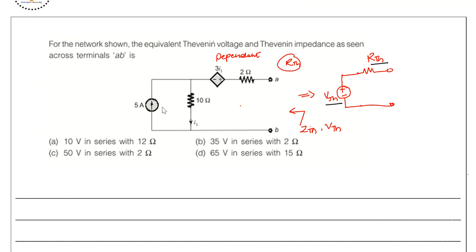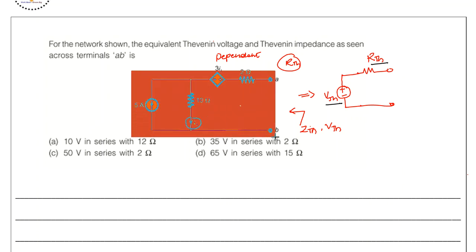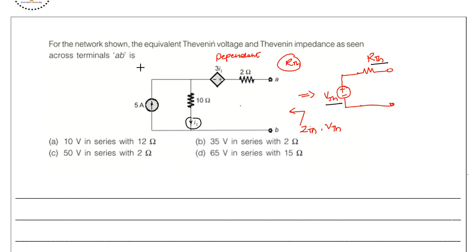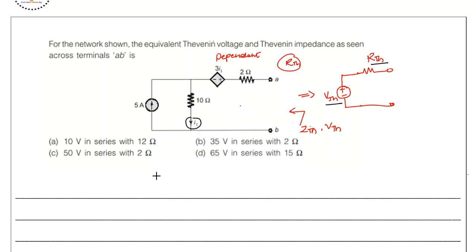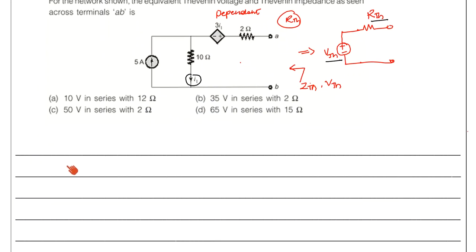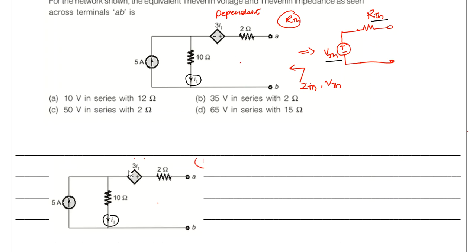If you observe the problem here, a 5 ampere current source is here, and I1 is the current flowing in this branch, and this entire network is there. Let me copy the same circuit here and paste it. I'll take the circuit here.